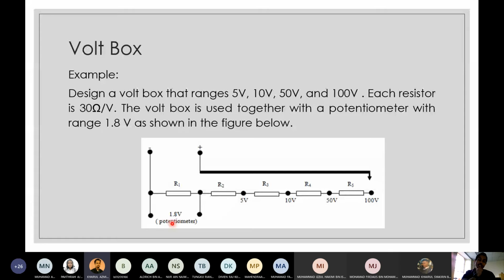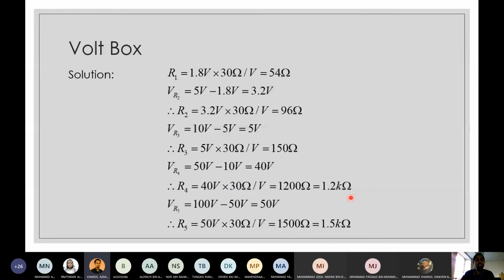Okay, so how we design? So we must start with R1 and then slowly increase R2 up to R5. This is the step. So R1, the voltage across R1 is given as 1.8 volts. The value of the resistance is 30 ohm per volt. So we multiply, the volts cancel out, we get the value of R1 is equal to 54 ohms.